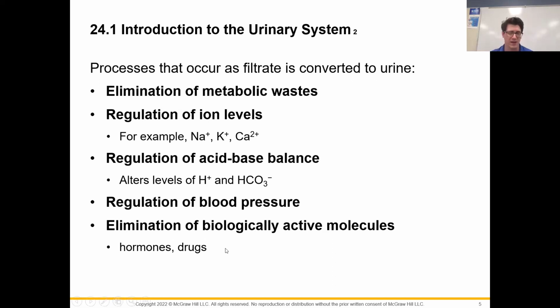And then also we can eliminate many different things. What it's calling biologically active molecules, this could be hormones. So some amount of hormones are going to be water soluble, thus we can get rid of them via the kidneys. We can also eliminate some water soluble drugs and stuff like that.